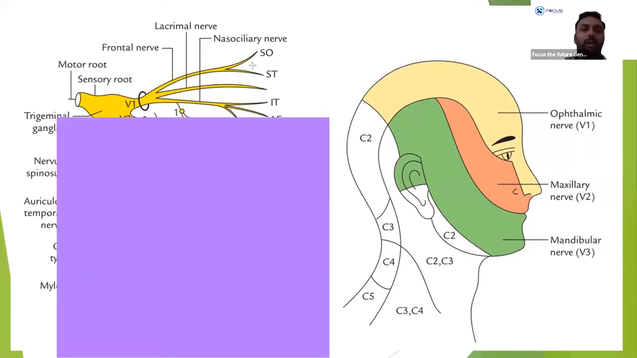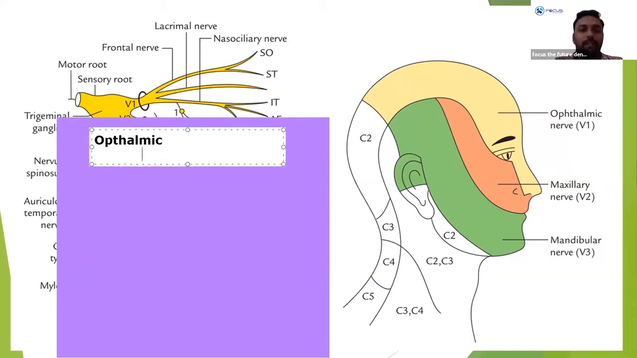So the first one is what? Which one is the first one? The first one is ophthalmic, isn't it? So many of you now remember that ophthalmic comes out through which foramen or which fissure? It comes out through the superior orbital fissure. Now it has further branches, frontal. So where does frontal go? Frontal goes in the roof of the orbit, and from the roof of the orbit, it is further going to divide into supratrochlear and supraorbital.